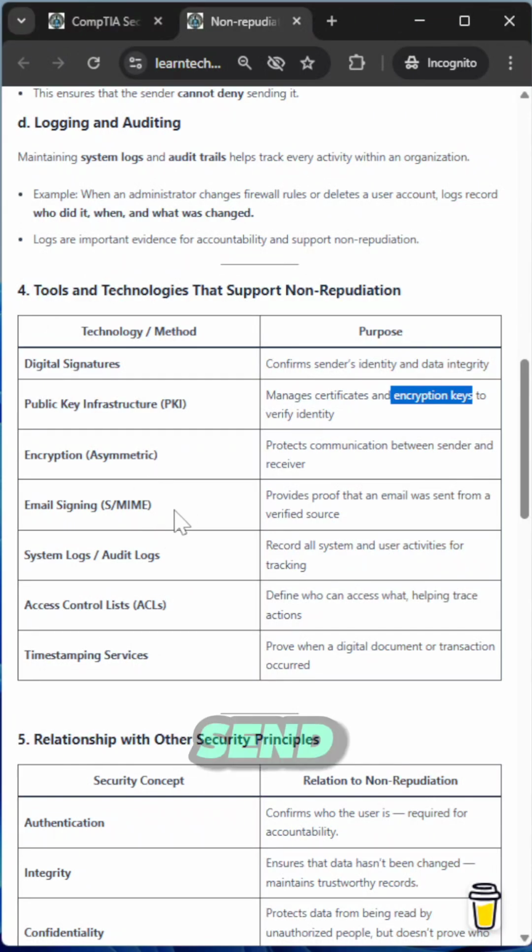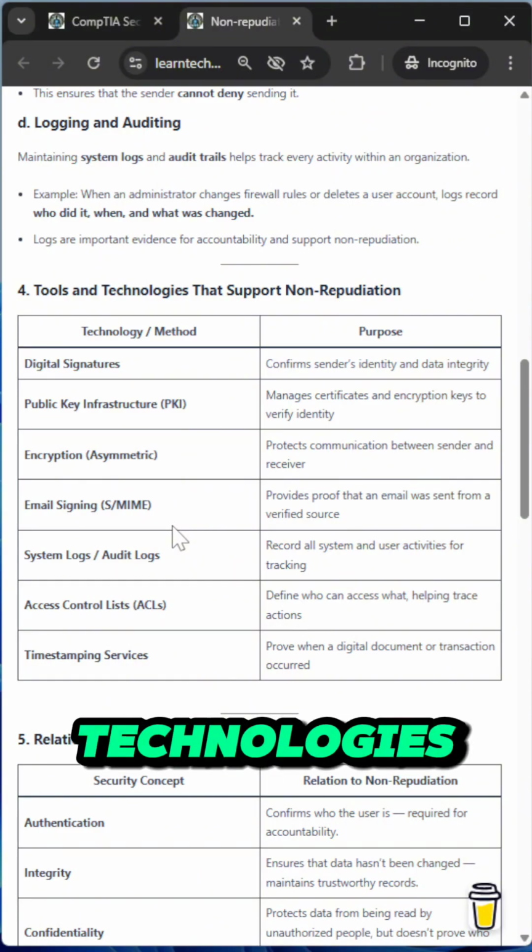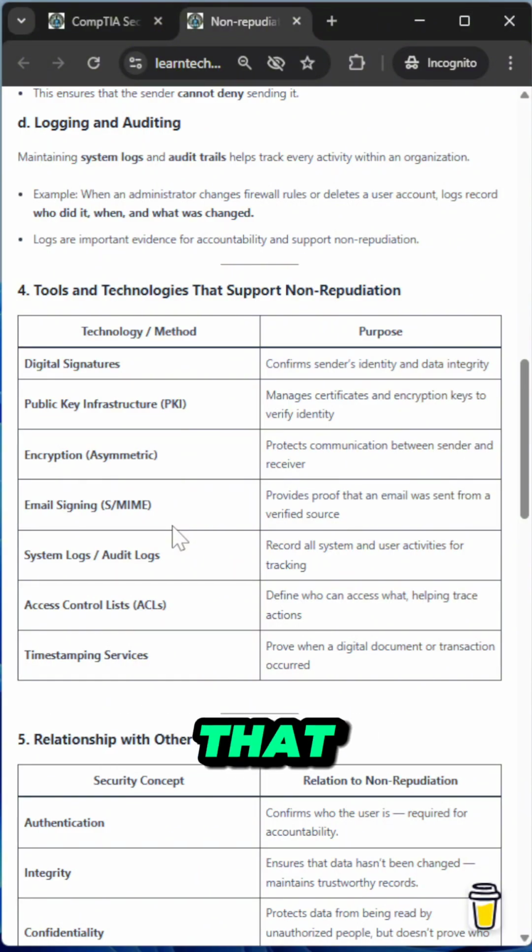And also, when you send an email, it uses a technology called S/MIME. It uses the signature or proof that you have sent that email. So it uses the system signature and other technologies. But we will cover that as well later on.